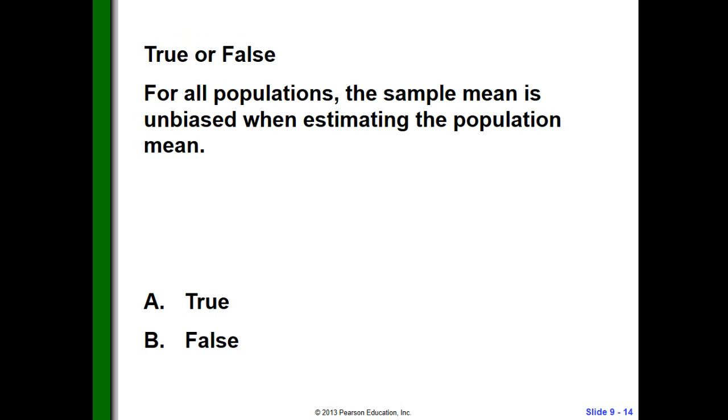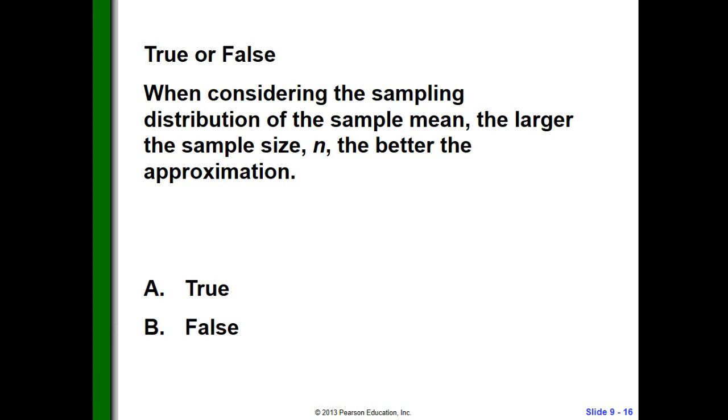For all populations, the sample mean is unbiased when estimating the population mean. Well, yeah, if we have a simple random sample, this is true. Doesn't matter what the population looks like. The sample mean is unbiased when estimating the population mean. When considering the sampling distribution of the sample mean, the larger the sample size n, the better the approximation. And that's true.